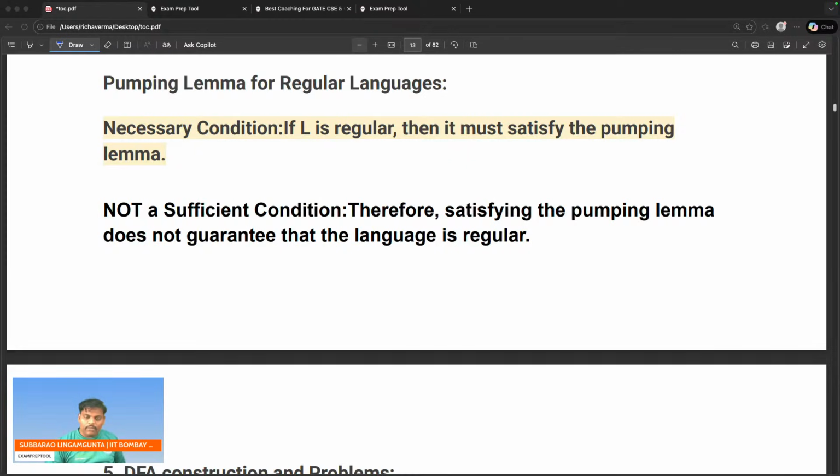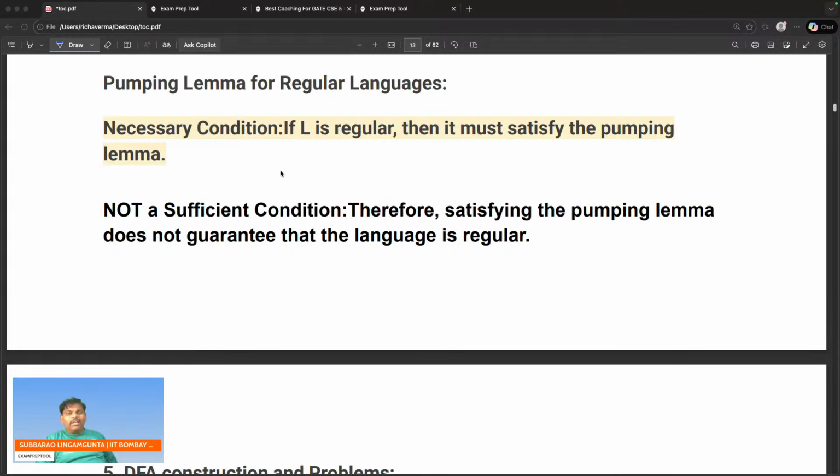Yeah, perfect. Pumping lemma, right? If any language is regular, it should satisfy the pumping lemma. The purpose of the pumping lemma is proving non-regularity. If I have a non-regular language and I want to prove it, then I can go for the pumping lemma, get a contradiction, and finally say it is non-regular.